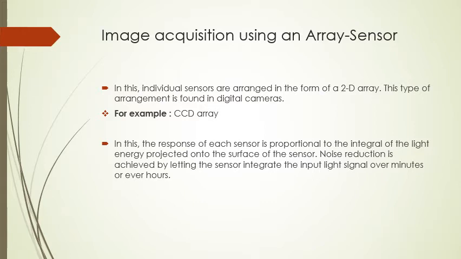Now here we discuss the array sensor in detail. In this, individual sensors are arranged in the form of a 2D array. This type of arrangement is found in digital cameras, for example, a CCD array. Here, the response of each sensor is proportional to the integral of light energy projected onto the surface of the sensor. Noise reduction is achieved by letting the sensor integrate the input light signals over minutes or even hours.